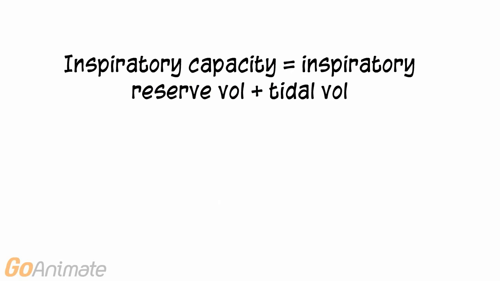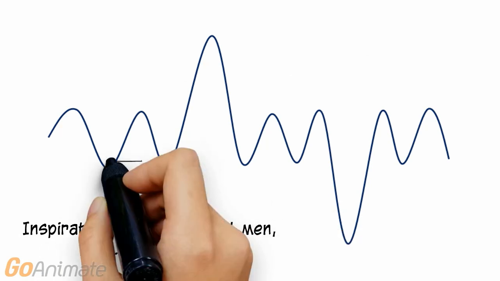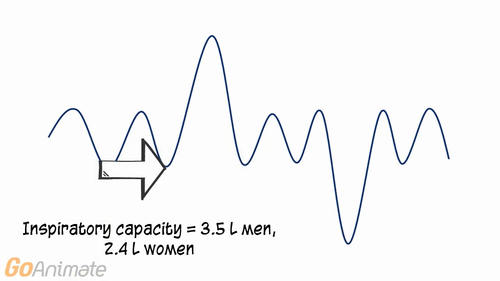Vital capacity is about 4.6 liters in males and 3.1 liters in females. Inspiratory capacity equals inspiratory reserve volume plus tidal volume. If we were to measure inspiratory capacity, we could take a measurement from the valley of our tidal volume to the peak of our maximal inhale. Inspiratory capacity is about 3.5 liters in men and 2.4 liters in women.